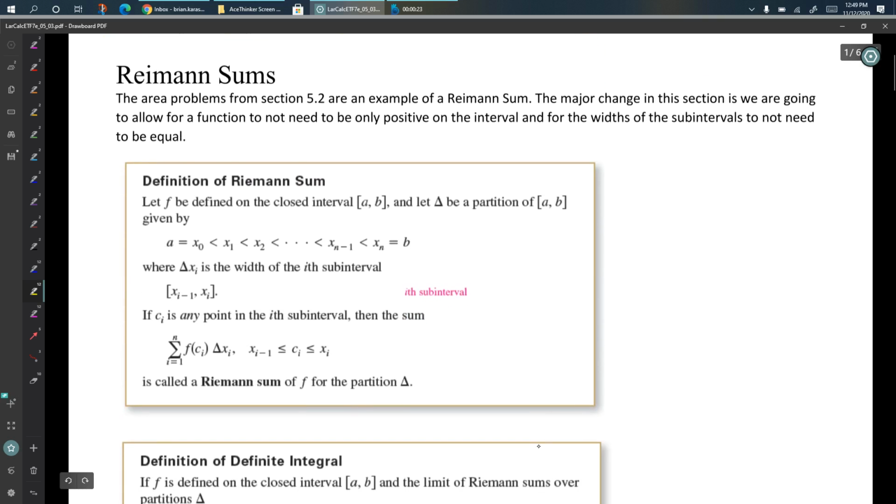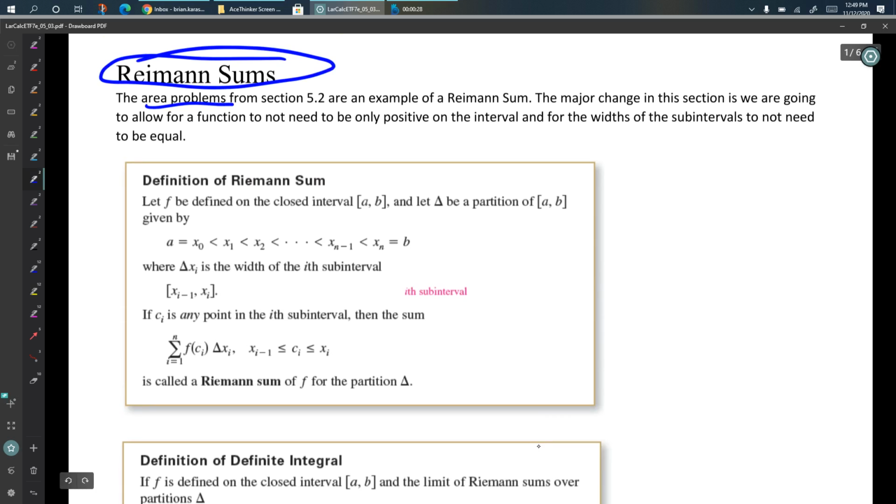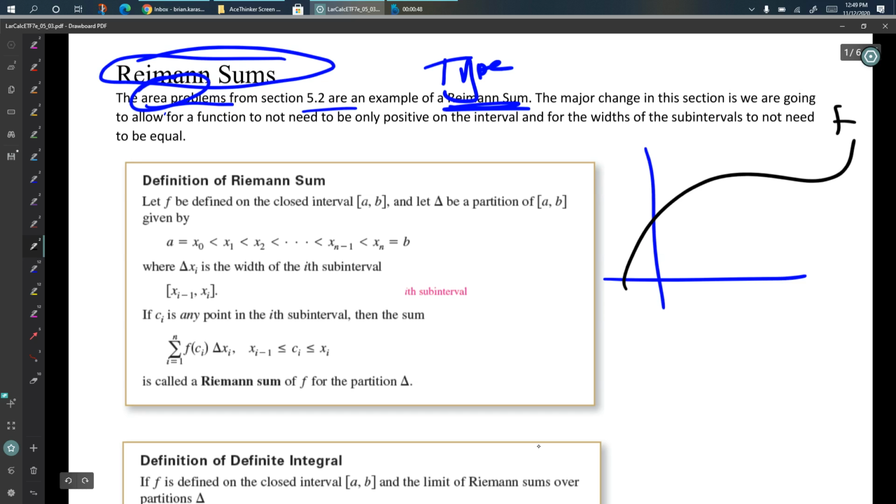Okay. All right, so Riemann sums. The area problems we were working on in section 5.2, the last section, were an example of a Riemann sum. So they were a type of Riemann sum. The major difference in this section is that when we did those area problems, you had to have something that looks like this. You had to have a function that on the interval a to b gave us a region above the x-axis. So it had to be something that was bounded above like that.